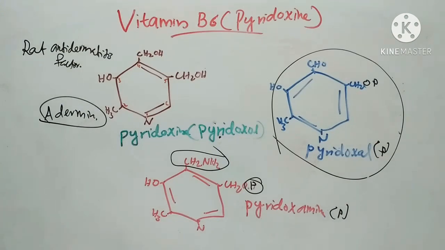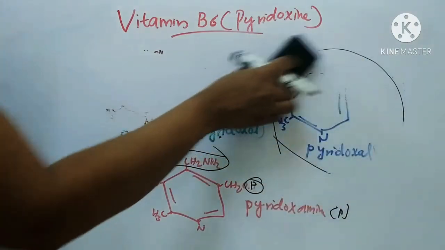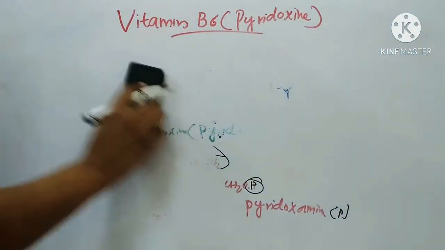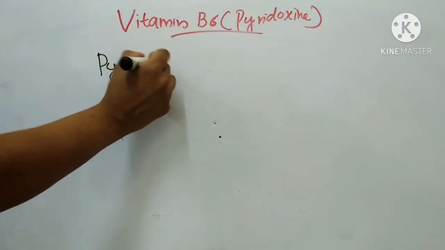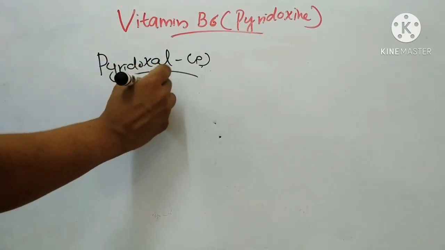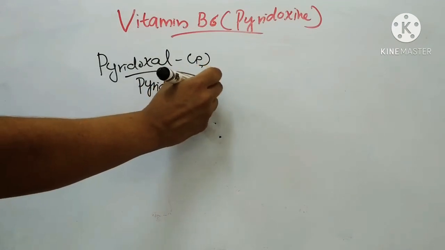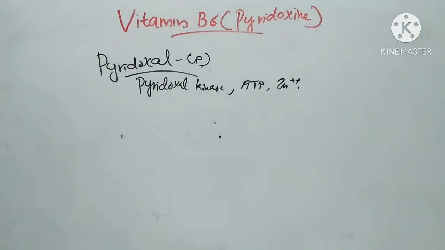Next we will see the formation of pyridoxal phosphate, the biologically active form. Phosphorylation takes place in liver, brain and other tissues with the help of ATP, Zn2+ and the enzyme pyridoxal kinase. Two pathways are there.